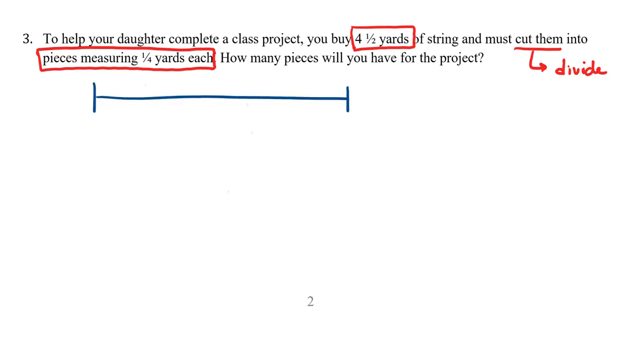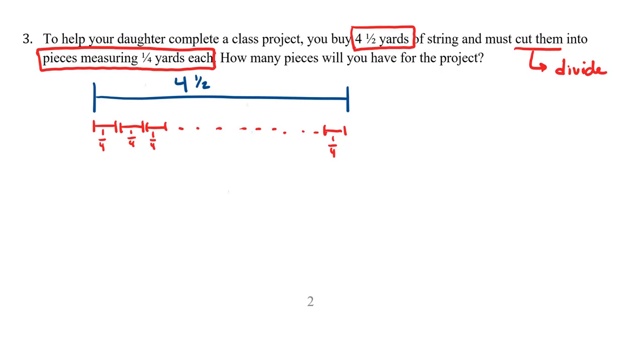So we have one long piece of string, and that's 4.5 yards, and we're cutting it up into these smaller pieces. Each one of these smaller pieces is 1/4 yard. And we're cutting it up a bunch of times, and here's the last one over here. And the question is how many little pieces are there?